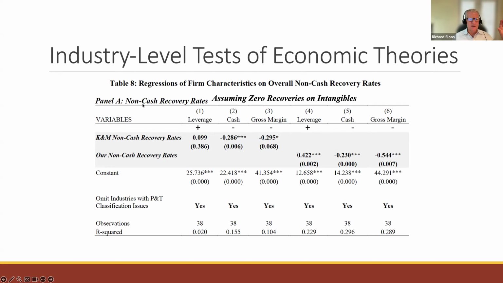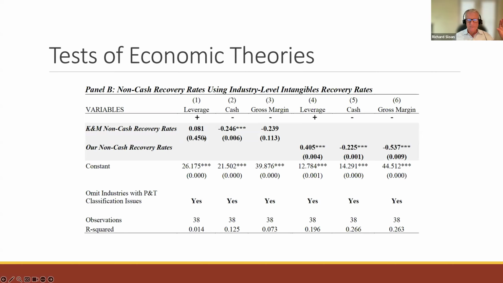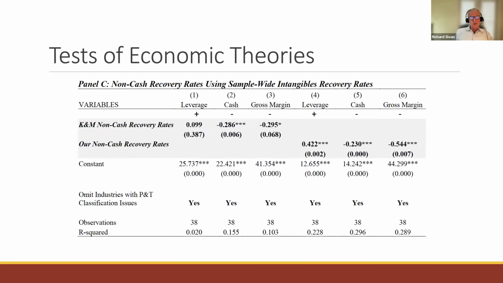Next, instead of assuming zero recovery rates for intangibles, I'm going to use the industry rates. Both sets of results actually get a little bit weaker. Not so noticeable for ours, but for theirs, the gross margin becomes insignificant, because we think we're just adding noise by trying to model these very noisy industry rates. And when we use the firm-wide rates, the results look almost identical to panel A, because the recoveries on intangibles are pretty small, particularly in our numbers, sort of like rounding error relative to panel A.